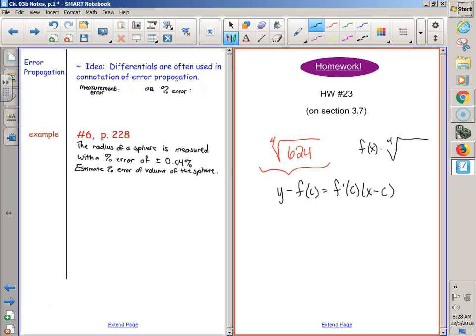Fourth root? Sure, we can do that, right? Okay. What point of tangency do you think? Do we know the 4th root of 624? No, but what do we know? 625. And maybe not everyone knew that, but what is the 4th root of 625? 5. So I know.